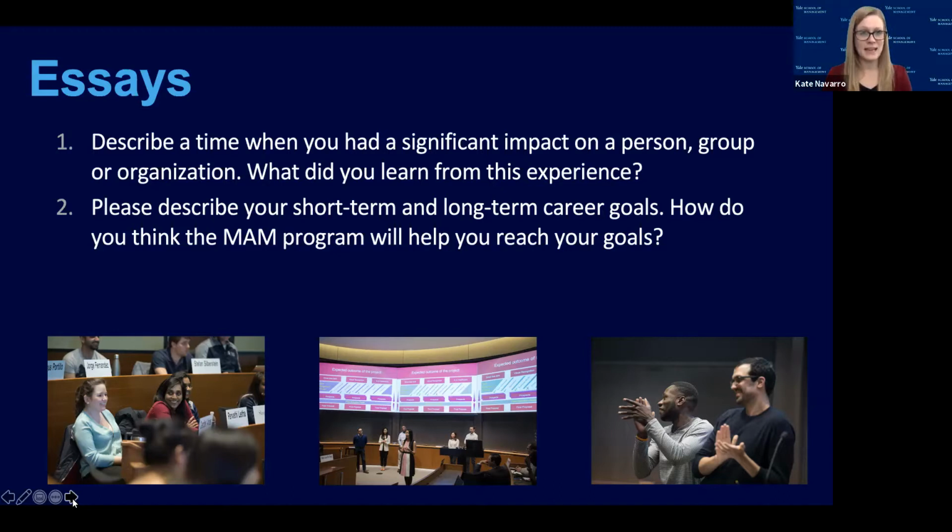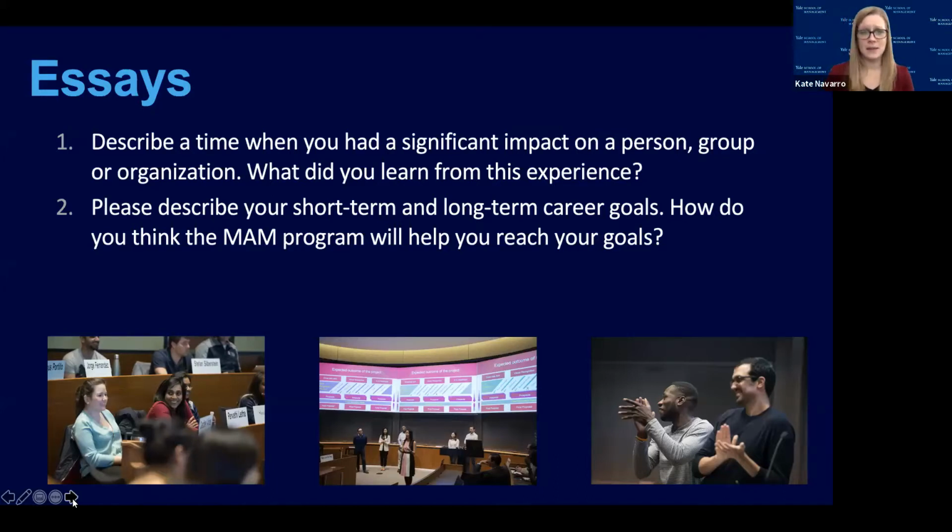And then our second set of essays, again, is broken down into three, but is all encompassing about careers. So our second set of essays allows you to talk more about your goals, both in the short term and in the long term. And then thirdly, we'd like to know how this is going to connect to the MAM. So how the MAM is going to impact these potential career goals and help you obtain these.